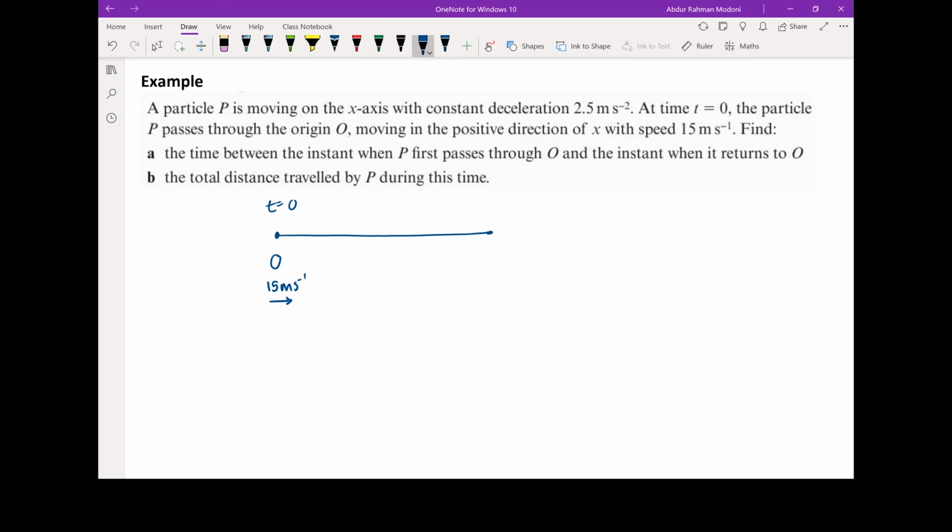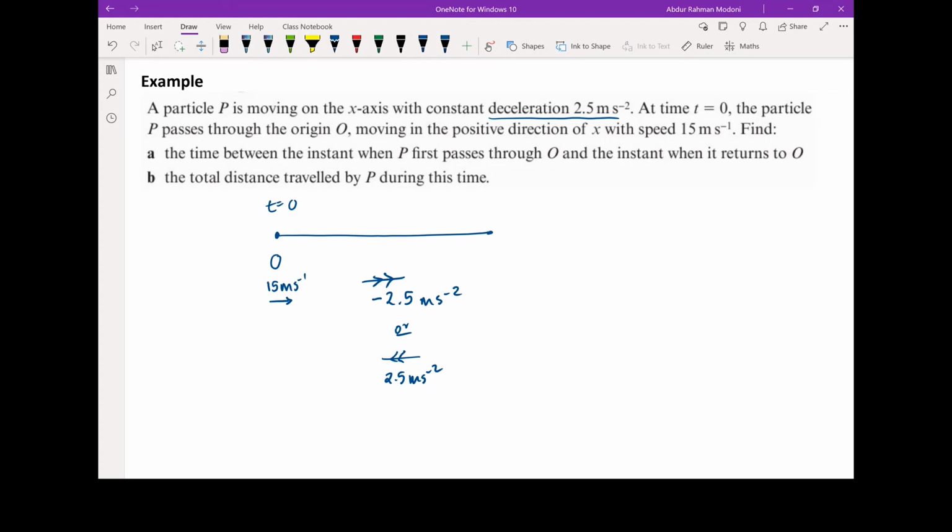And then it goes on to say, find the time between the instants when the particle first passes through O and the instant when it returns to O. Now this is interesting because since the object is decelerating, I'll indicate the deceleration with a double arrow and negative 2.5 meters per second squared. So you either show the double arrow going to the right with negative 2.5 meters per second squared, or you could show the acceleration as 2.5 meters per second squared to the left. It's either one or the other.